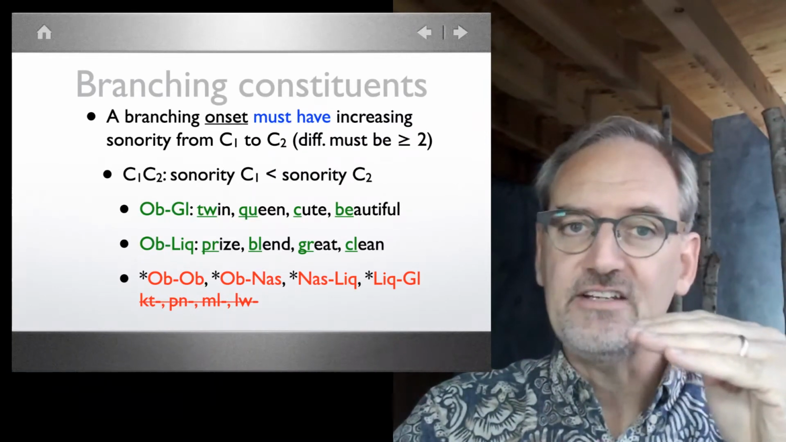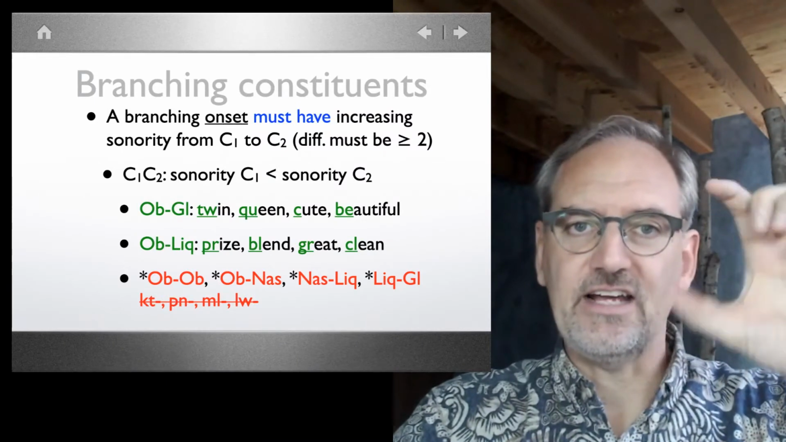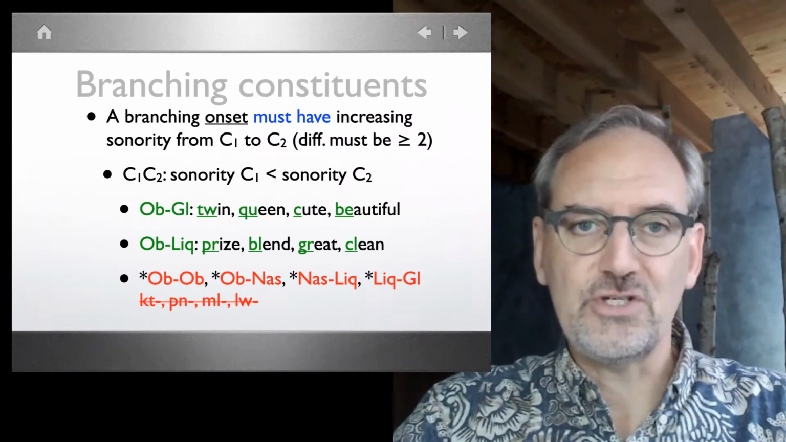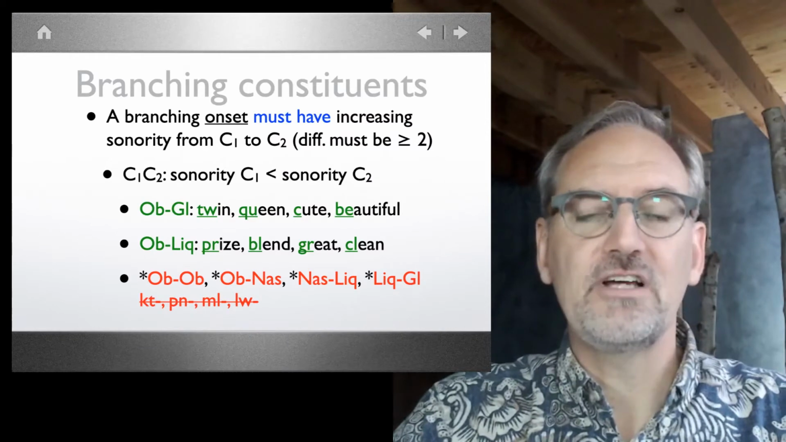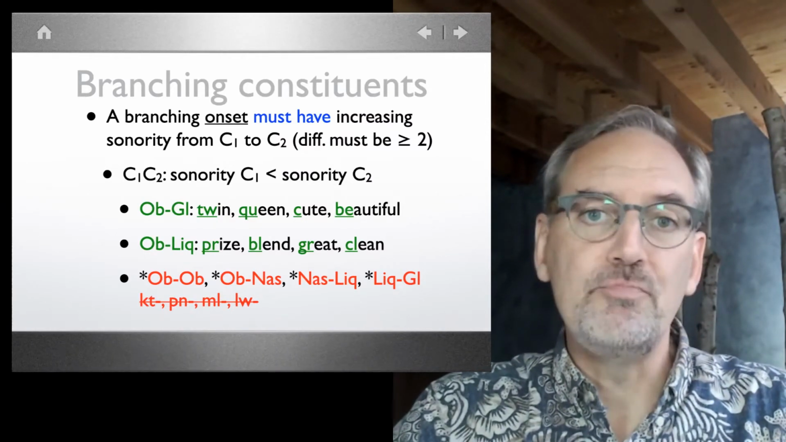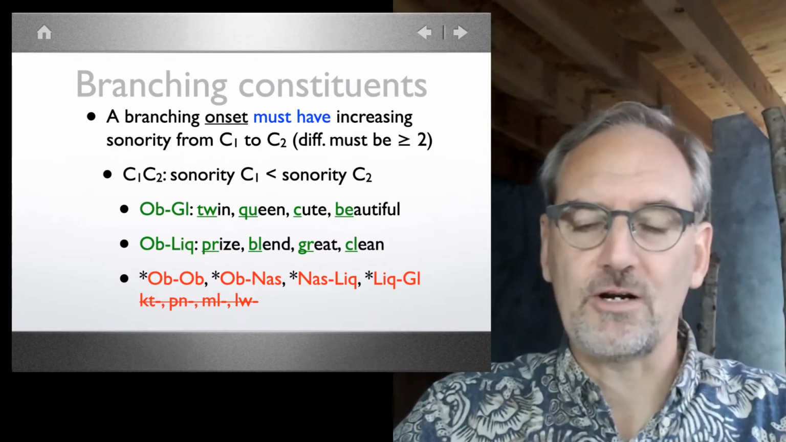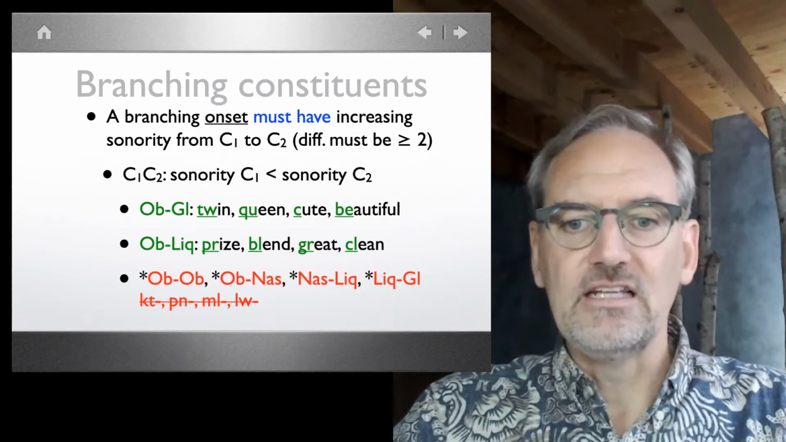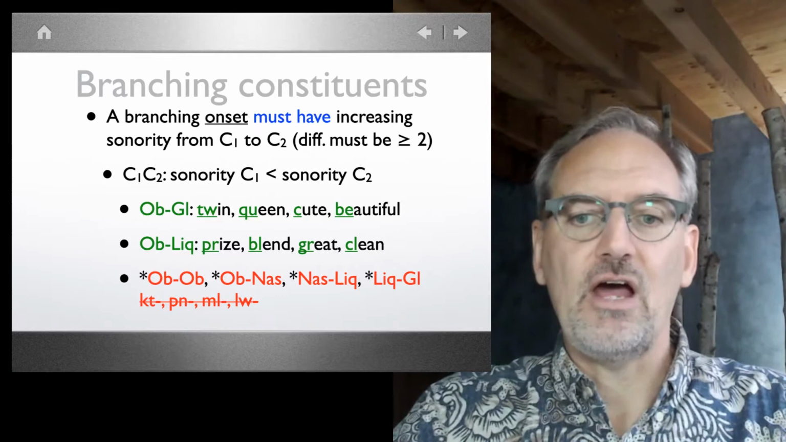Nasal to glide, well, that would be a difference of 2, and that would be enough to form a branching onset in a word like music, right? We saw before. Liquid to glide, right?